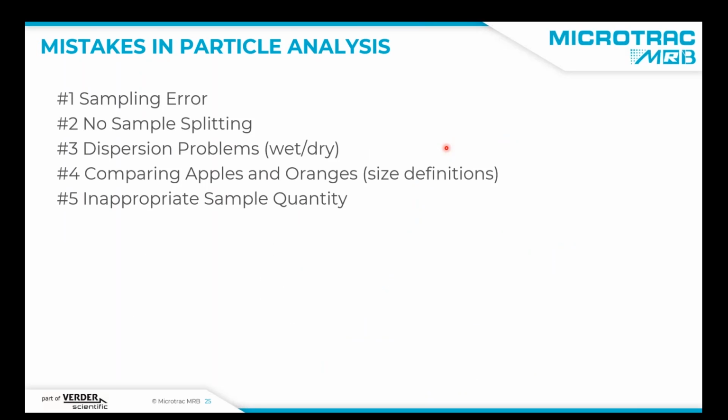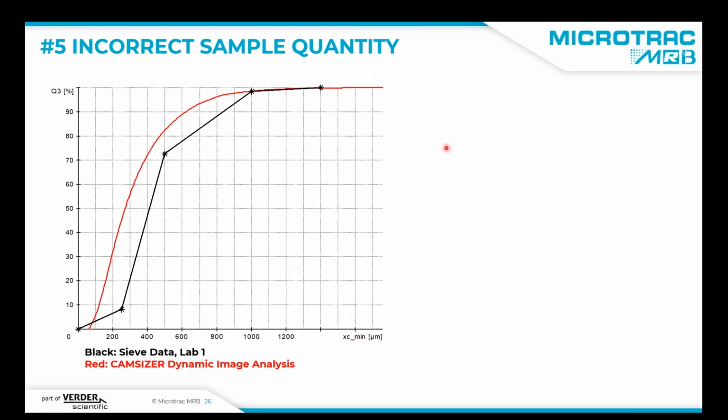Okay, number 5, inappropriate sample quantity. Let's look at an example. Here we have 2 results of particle sizing of the same sample. The red curve is a CAMSIZER measurement, so dynamic image analysis. And the black curve with these data points here is the corresponding sieve result. We have seen on one of our previous slides that we can get a very good correlation of image analysis with sieving, but this is not the case here. So why is it? This is not what we would expect.